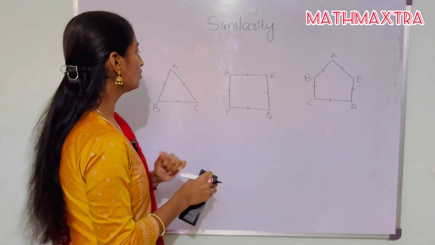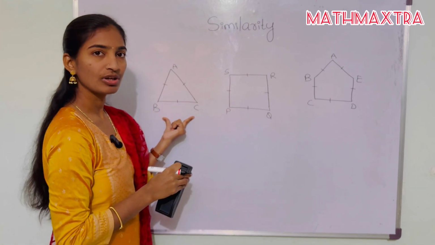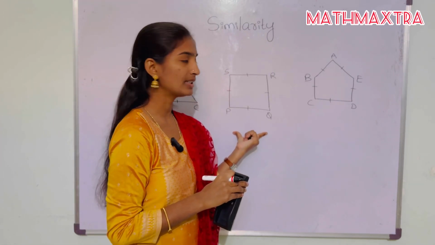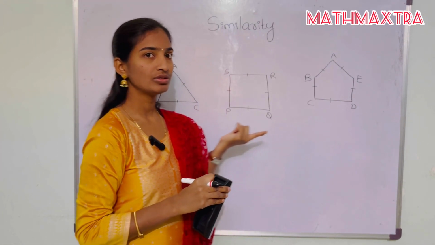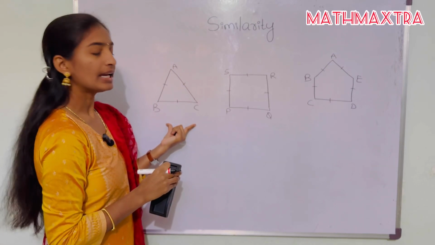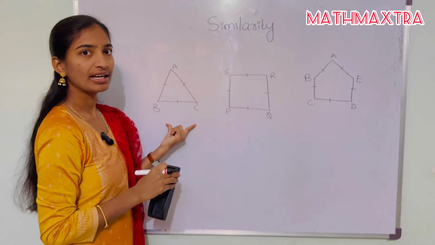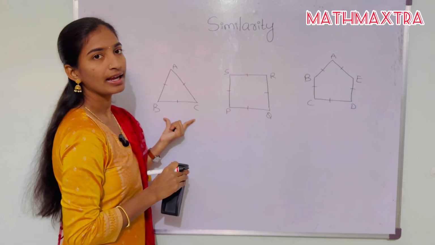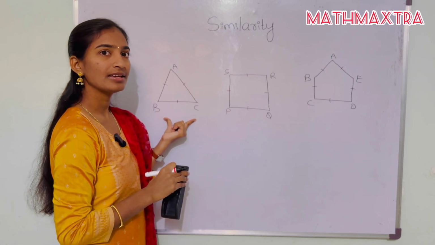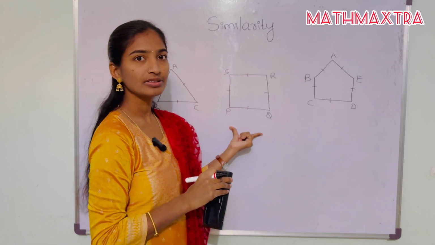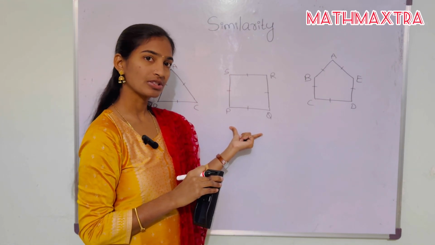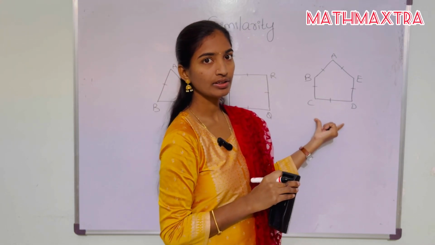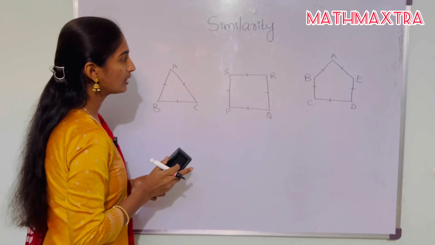Now this is also a polygon. It has 3 sides. An equilateral triangle is also one of the polygons. A regular triangle is an equilateral triangle, a regular quadrilateral is a square, and then a regular pentagon. So these are the regular polygons.